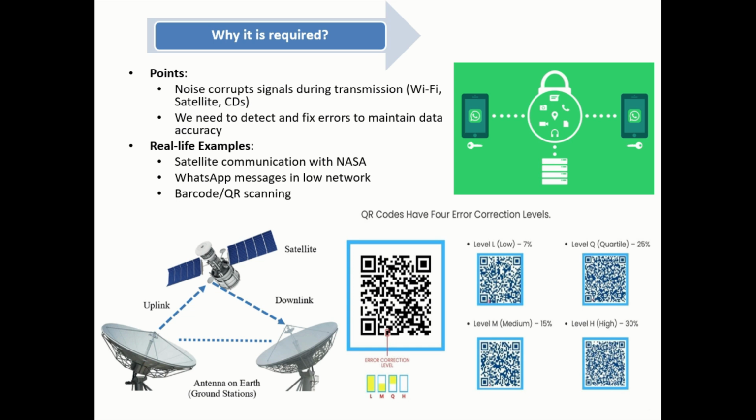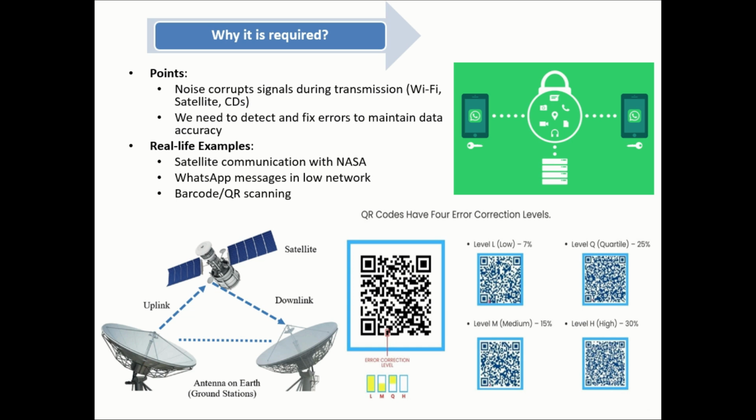Do you know how QR codes are scanned? You can see a picture over here. These QR codes have 4 levels. Level L can recover 7% of data loss. Suppose your QR code is already damaged by some percentage. How can it be recovered? Level L can easily recover 7% of data loss. Level M can recover up to 15%. Level Q handles up to 25%. And level H can recover up to 30%.